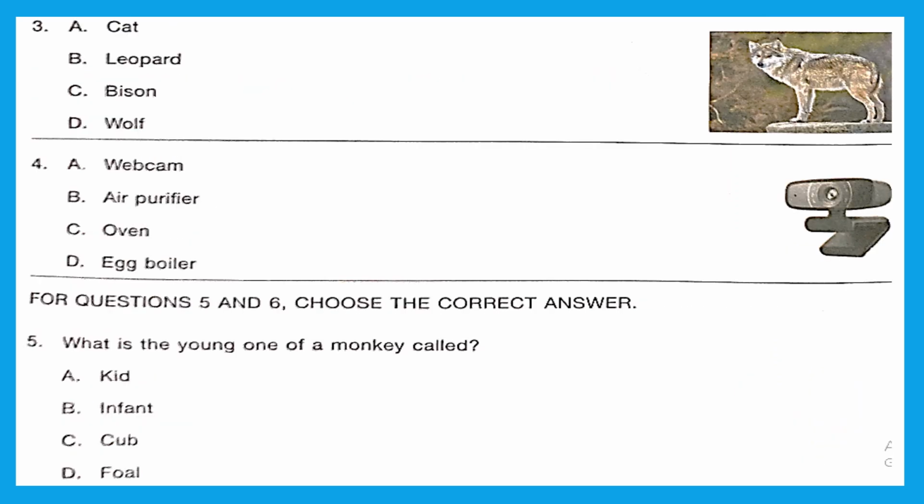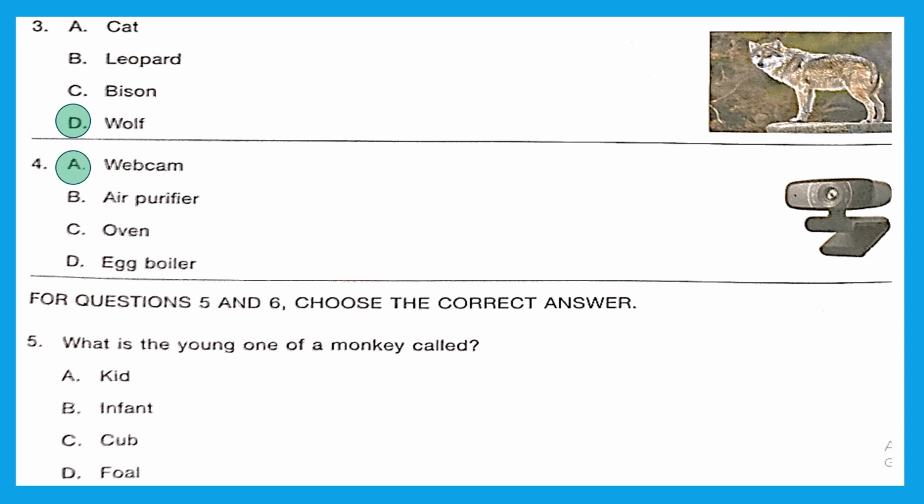Question 3. Which animal is this? Cat, leopard, bison or wolf? The right answer is option D, wolf. Question 4. Can you recognize this device? Is it webcam, air purifier, oven or egg boiler? The right answer is option A, webcam.